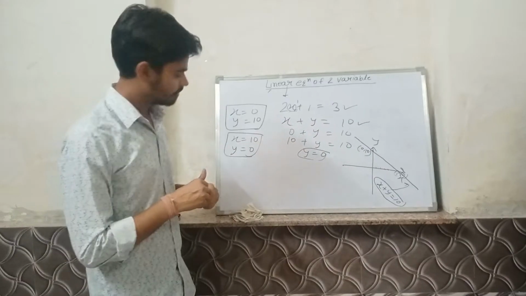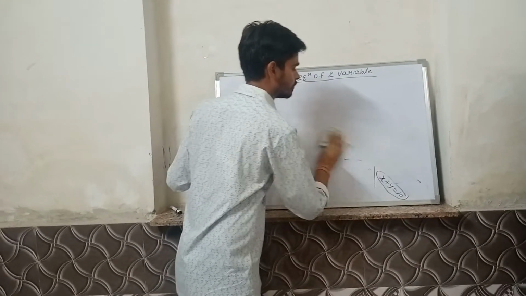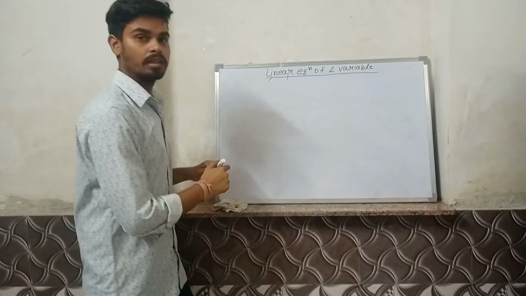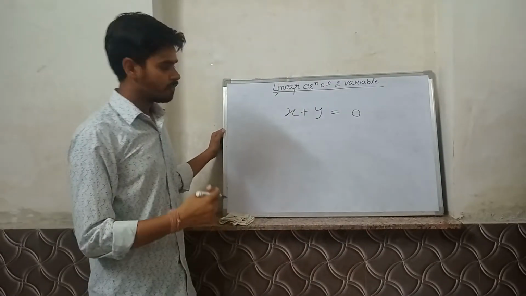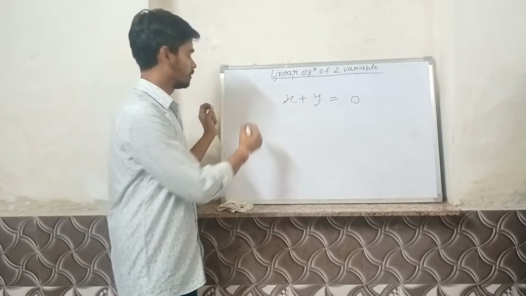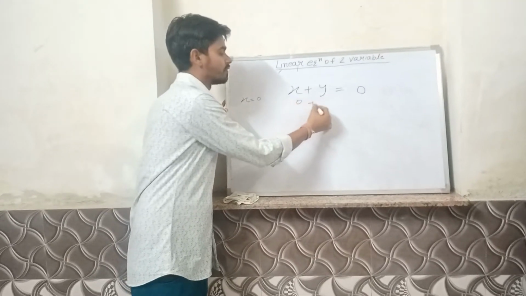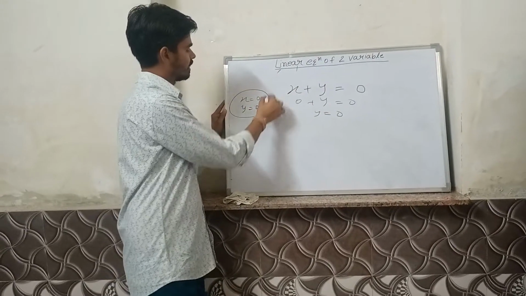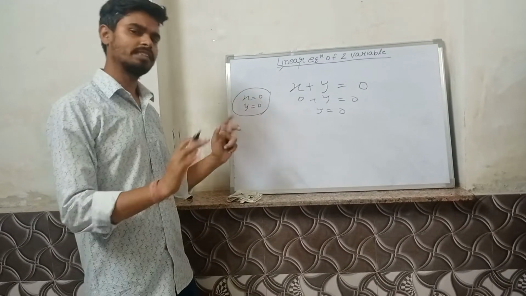Another classical example is x plus y is equal to 0. We already know we need 2 points for making the graph. So we put x is equal to 0. Then we get 0 plus y is equal to 0, so y is equal to 0. If we reverse it, put y is equal to 0, we also get x is equal to 0. So it's the same point.